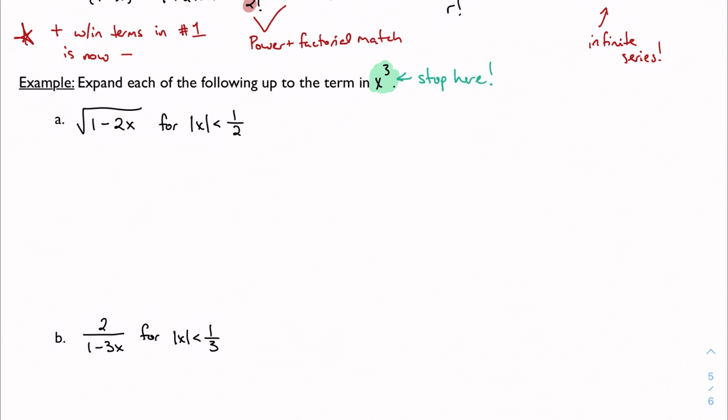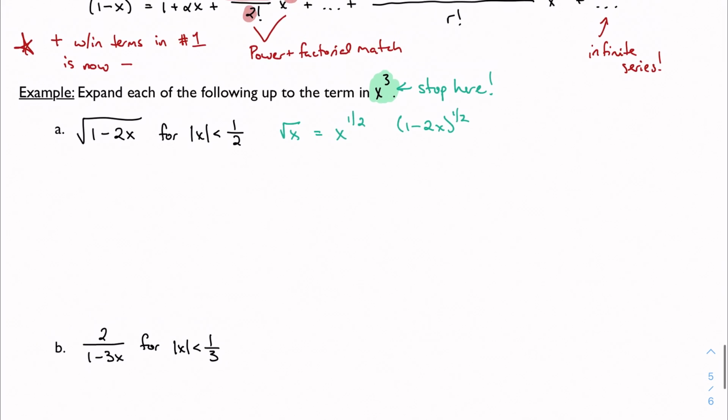So square root of 1 minus 2x, and your first thought might be, well, this doesn't fit anywhere. And it does. So I can write, as you might remember, square roots as rational powers, right? The square root of x can be written as x to the 1/2. So this whole term can be written as 1/2, 1 minus 2x to the 1/2 power.